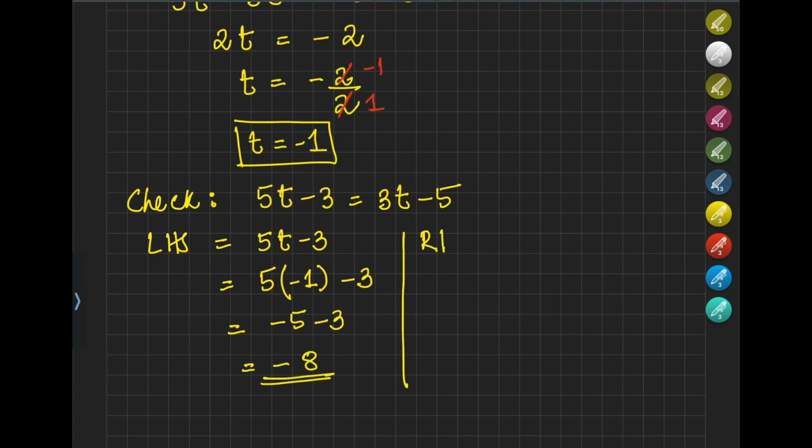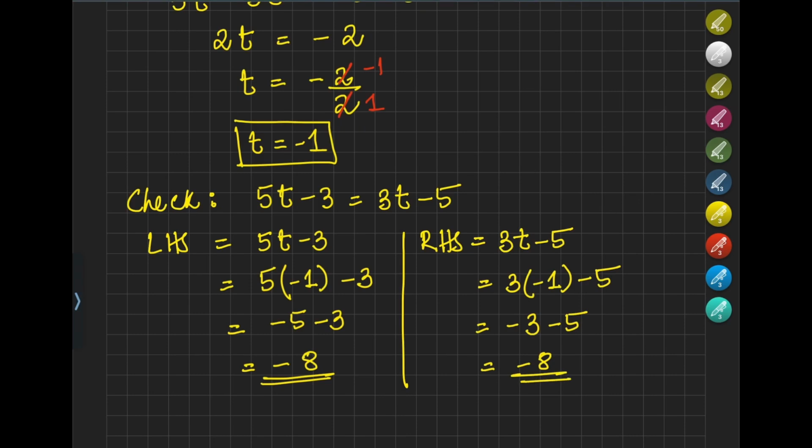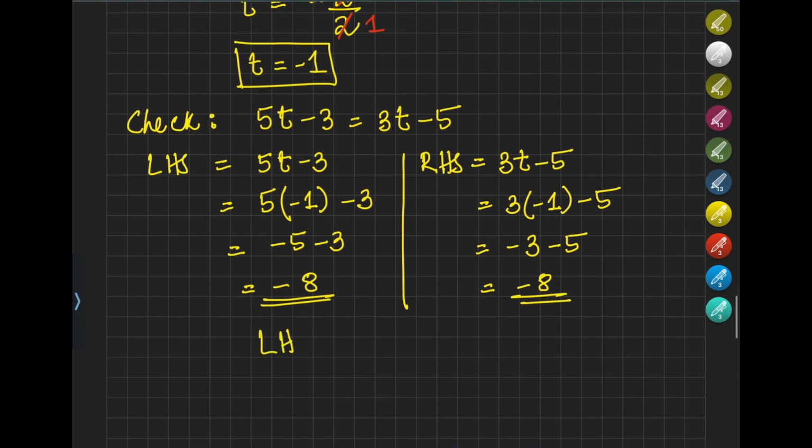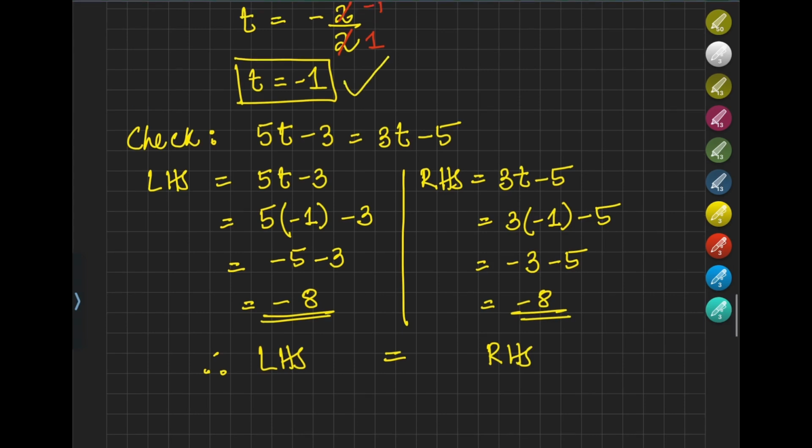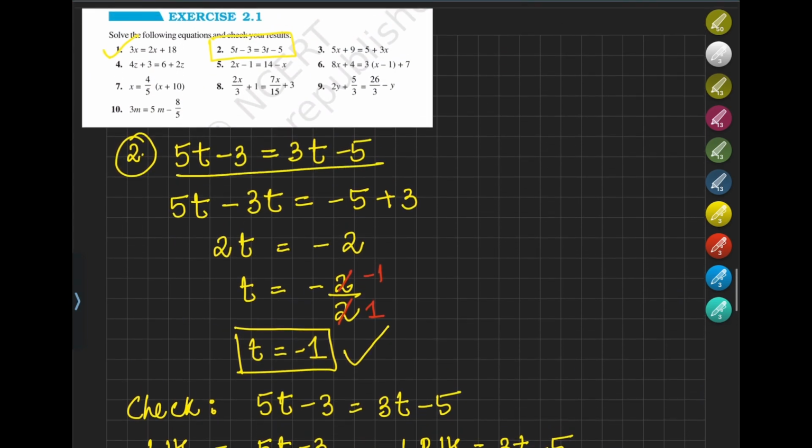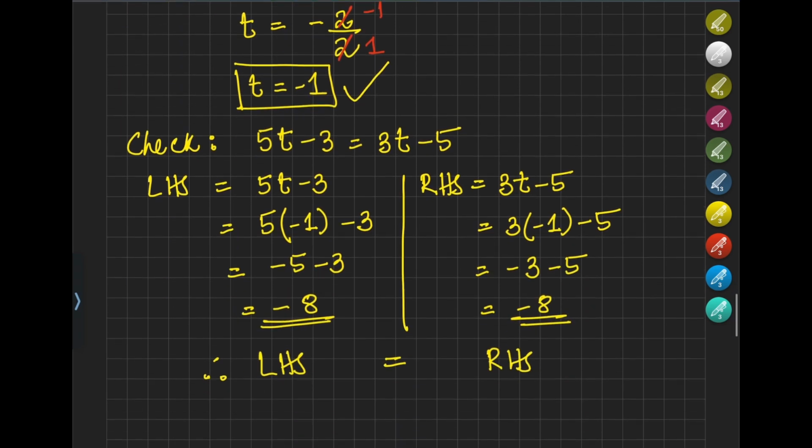Let's see, in the RHS we have 3t minus 5. So 3 times minus 1 minus 5. 3 times minus 1 is minus 3, minus 5, which is equal to minus 8. So we again see that our left hand side is equal to right hand side when we put the value of t is equal to minus 1. Hence the value t is equal to minus 1 for the given equation is the correct solution.